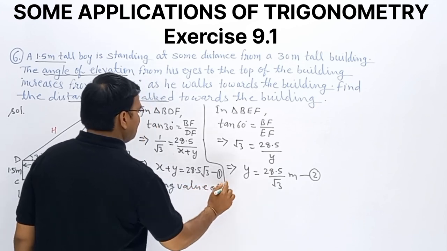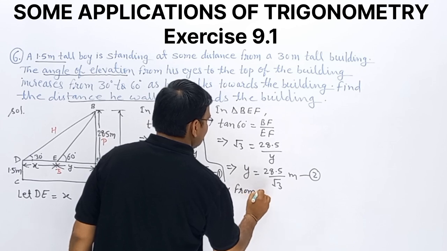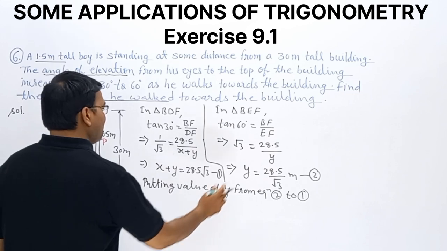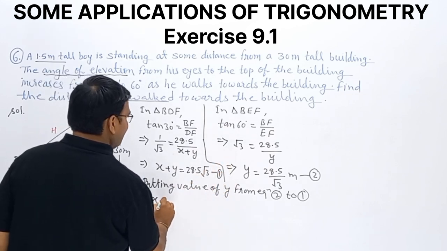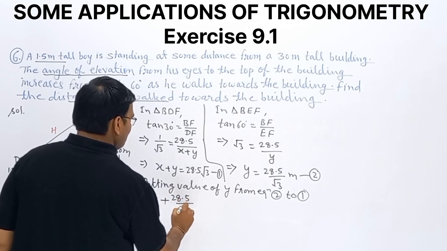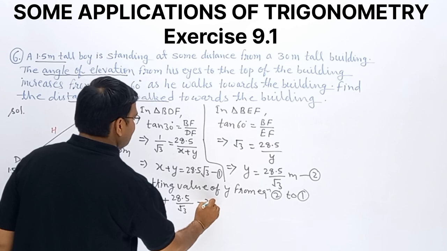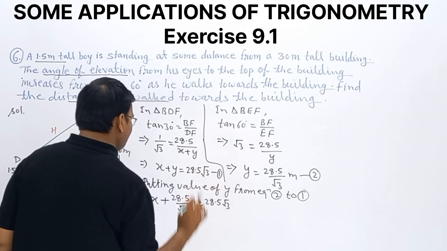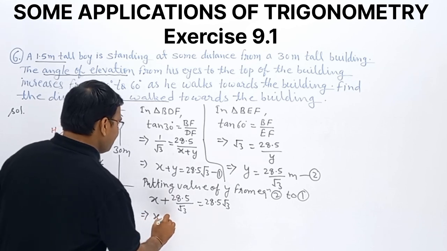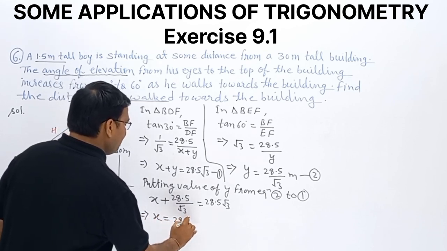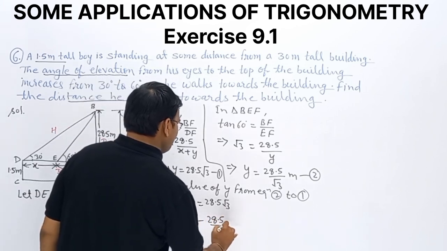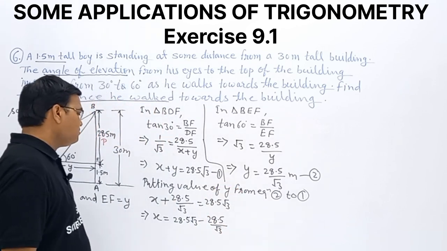So putting the value of y from equation 2 into 1, then what are we getting? X plus 28.5 upon square root of 3 equal to 28.5 into square root of 3. Clear? Now transpose this one, then what will be the value? X equal to 28.5 square root of 3 minus 28.5 upon square root of 3. Clear? Solve this one.